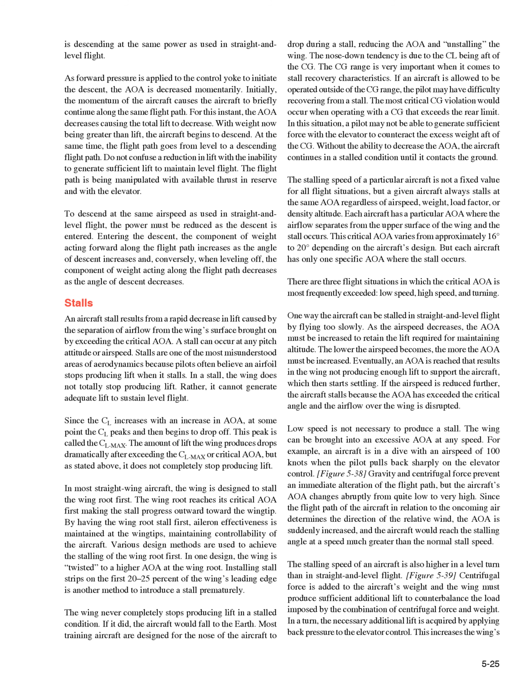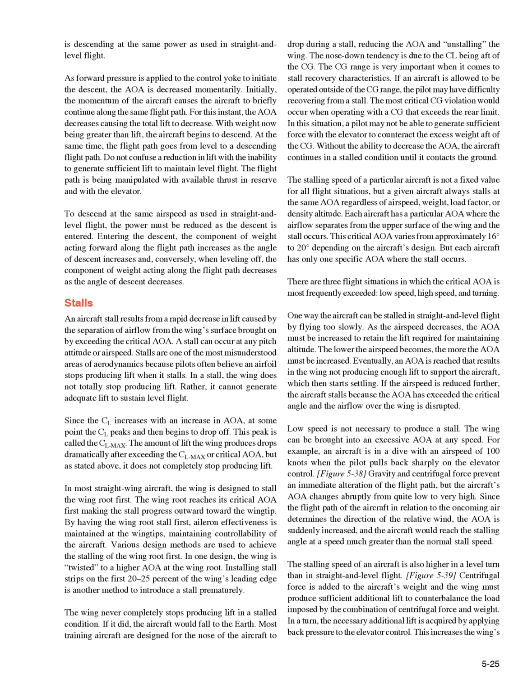For example, an aircraft is in a dive with an airspeed of 100 knots when the pilot pulls back sharply on the elevator control. Figure 5-38: gravity and centrifugal force prevent an immediate alteration of the flight path, but the aircraft's OA changes abruptly from quite low to very high. Since the flight path of the aircraft in relation to the oncoming air determines the direction of the relative wind, the OA is suddenly increased, and the aircraft would reach the stalling angle at a speed much greater than the normal stall speed.